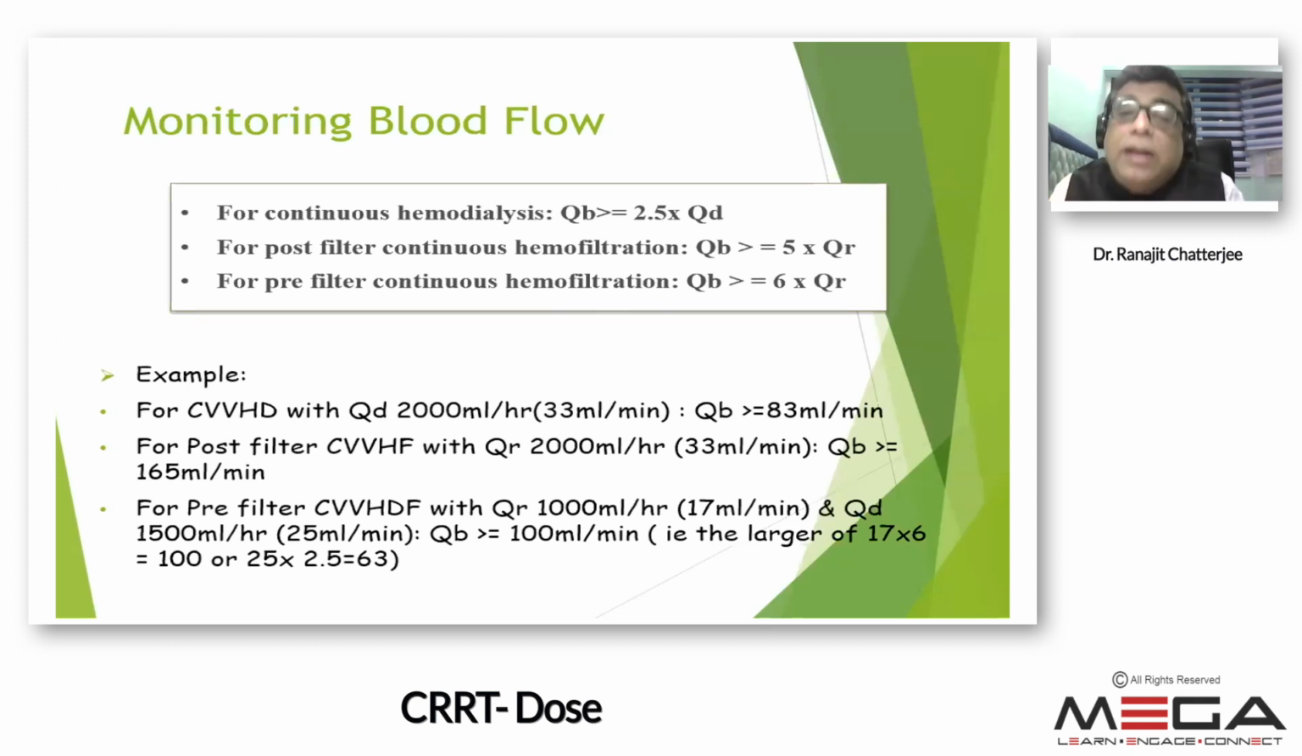Now, if you are doing a pre-filter hemofiltration, that is, you are adding some amount of fluid before it enters the filter, there it should be 6 times your hemofiltration rate.